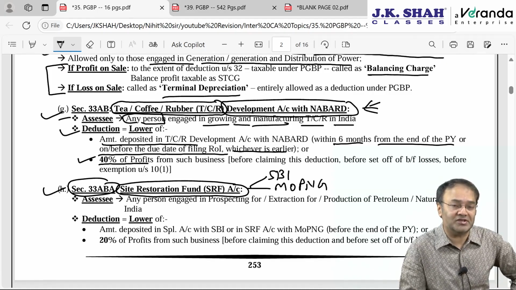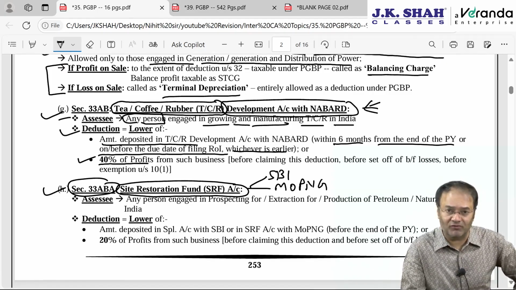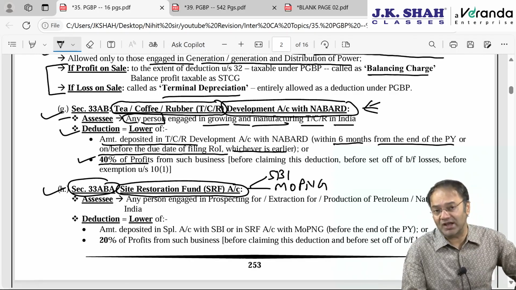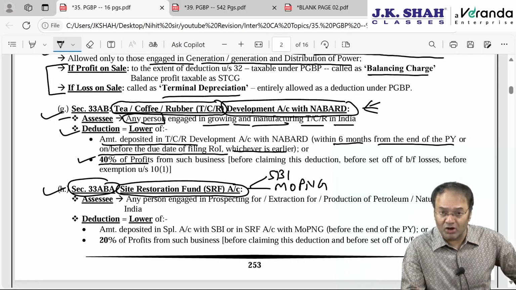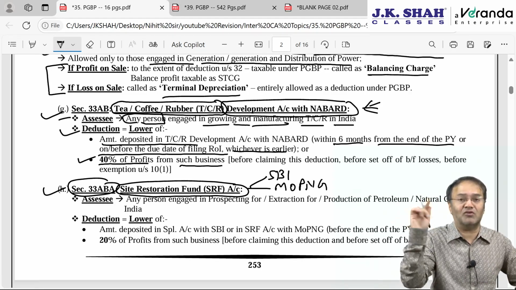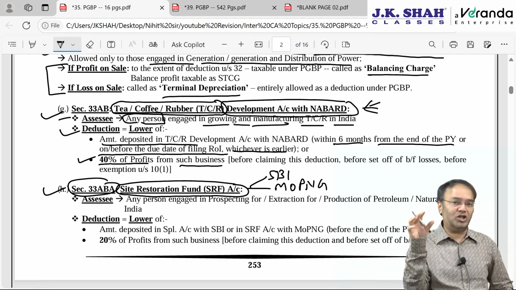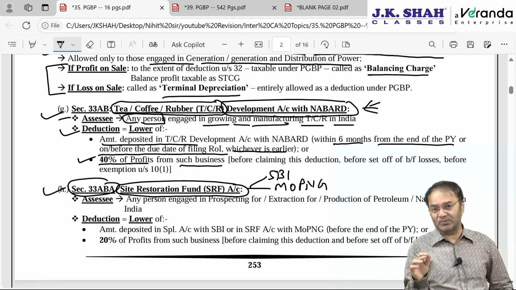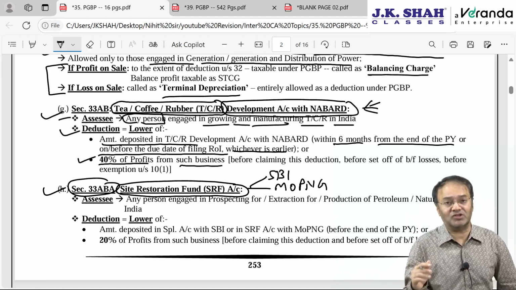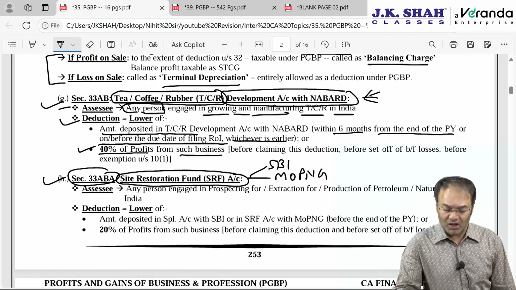Deduction is allowed to all assessees, individual, HUF, AOP, BOI, company, firm, LLP, provided the assessee is engaged in growing as well as manufacturing of tea, coffee, rubber, both growing plus manufacturing. 40% of the profit from such business, that means not 40% of total income or 40% of PGBP income, 40% of only income from such activity, such business of growing and manufacturing tea, coffee, rubber.